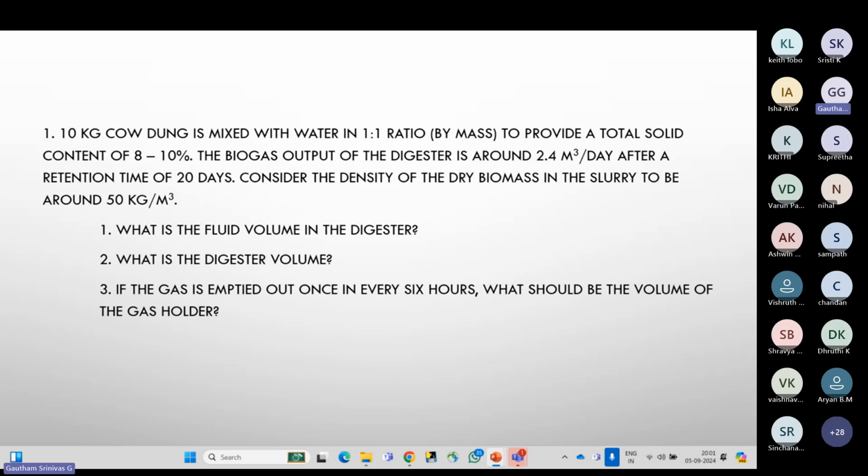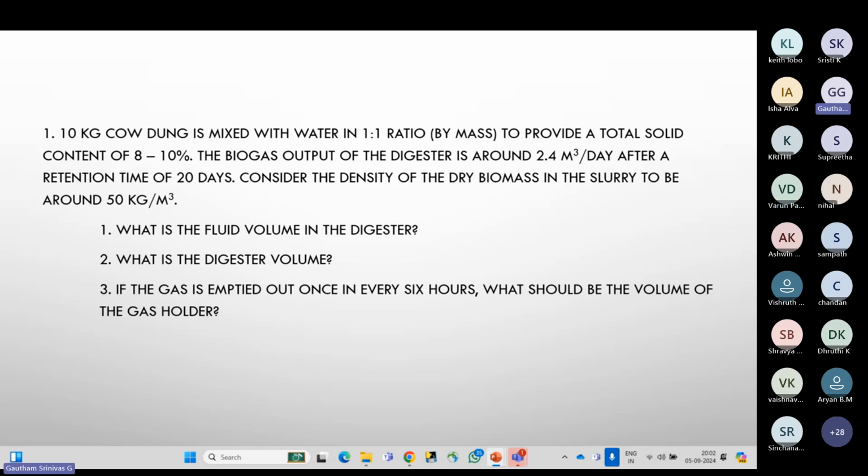What is the digester volume? Digester volume is the fluid volume into retention time. So 0.4 meter cube into 20 days. Should it be in seconds? No, it is days only. So 0.4 into 20, 8 meter cube. Yeah, that is true.